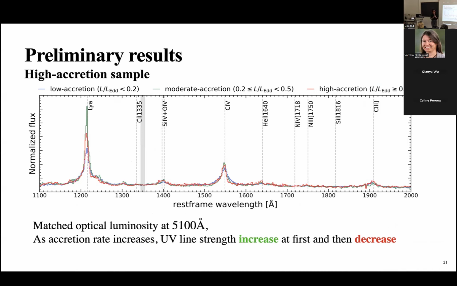So we did some preliminary work. We're trying to find some UV spectra for those higher accretion rate quasars, even though there's not too much. You can see that when we increase the accretion rate from lower to moderate or higher accretion rate, the Lyman alpha strength first increases, and then when we increase the accretion rate further, it decreases, which is surprising. But we don't have enough UV spectroscopy to show this in a composite spectrum. We don't have enough UV spectra to quantify that right now.